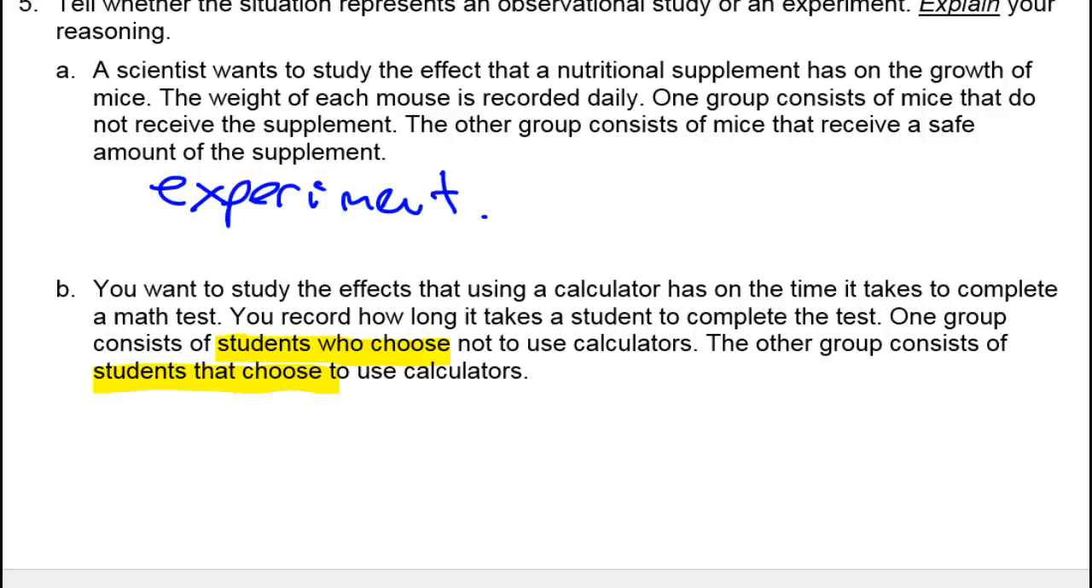Now, I could easily turn this into an experiment if I reworded it and said, okay, this half of the class, I mean, this would be so unfair, right? But if I said this half of the class gets to use a calculator on the quiz, this half of the class does not get to use a calculator, and I'm going to see which takes longer. Now it's an experiment if I decide who gets which treatment. All right, let's stop there.